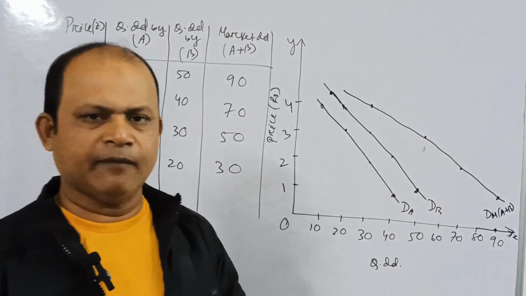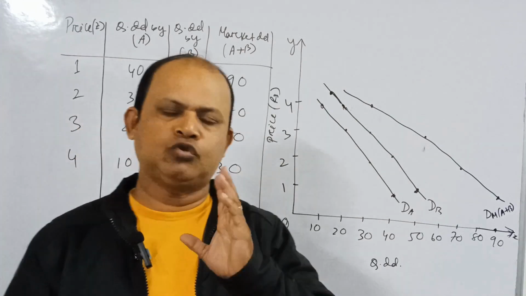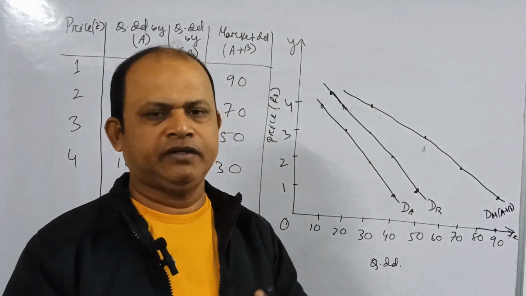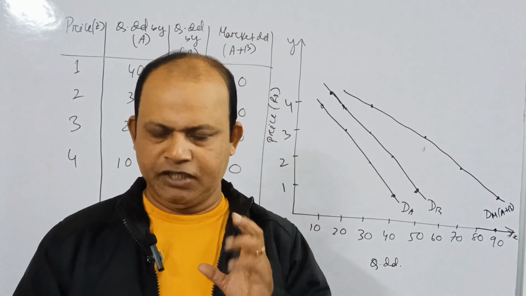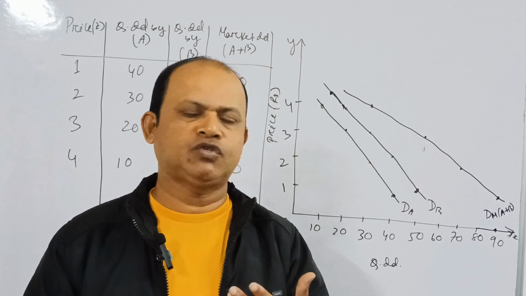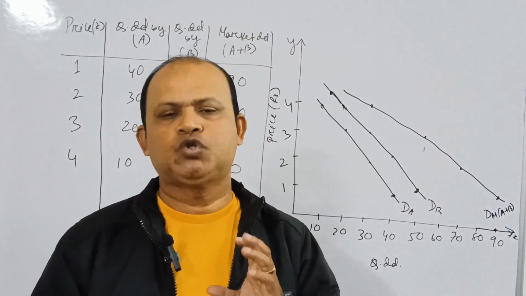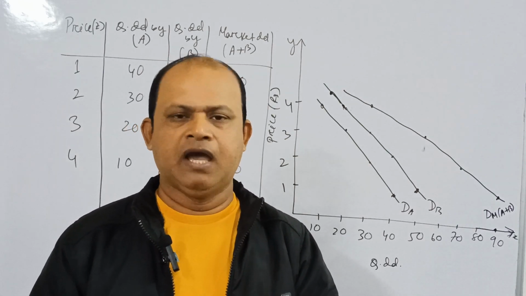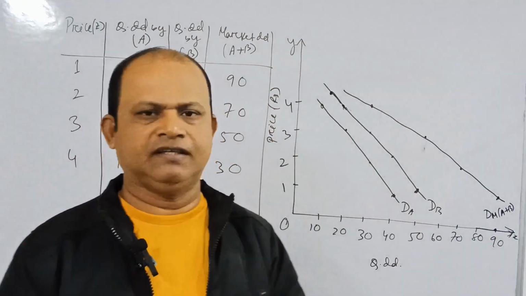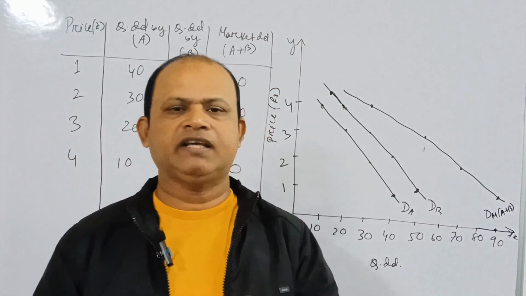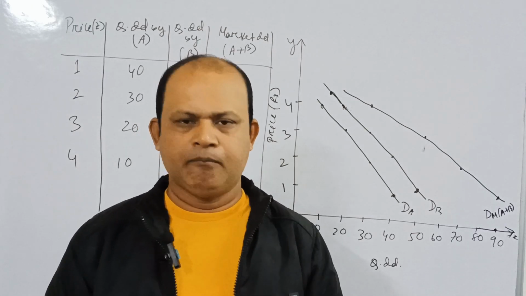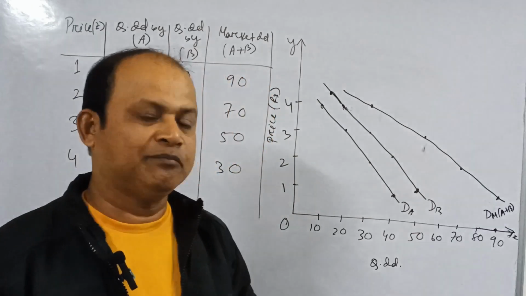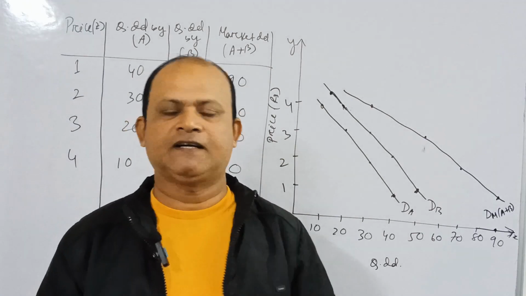Today we are going to discuss market demand and how to draw the market demand curve. In the previous video we learned how to draw the individual demand curve, and today we are going to learn how to draw the market demand curve. And what is market demand? We discussed earlier that market demand is the total demand for a particular commodity. By adding up all the individual demands we get the market demand.